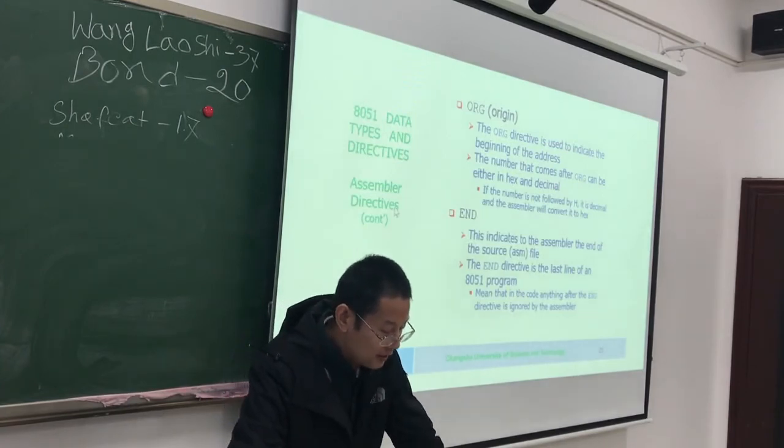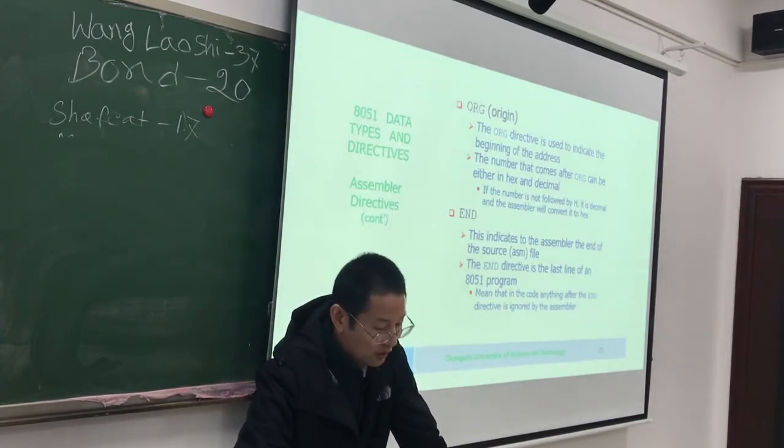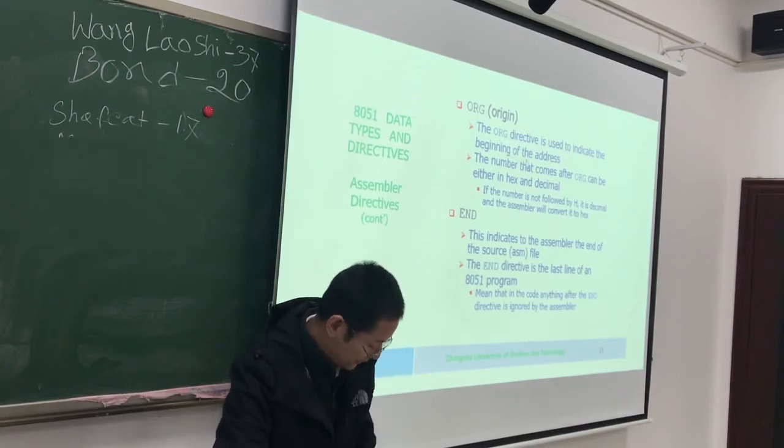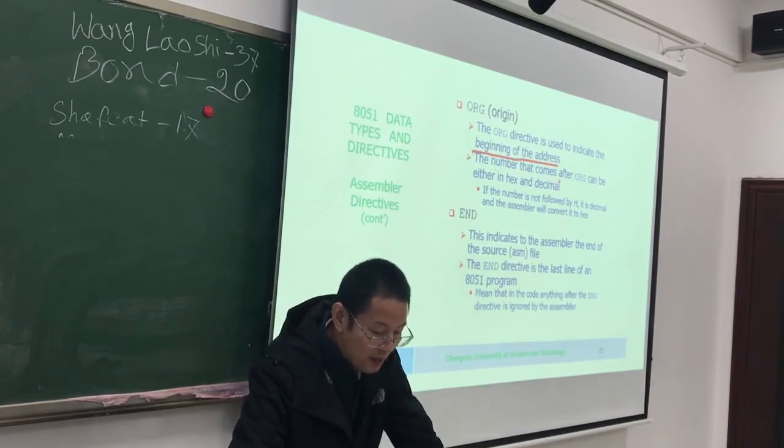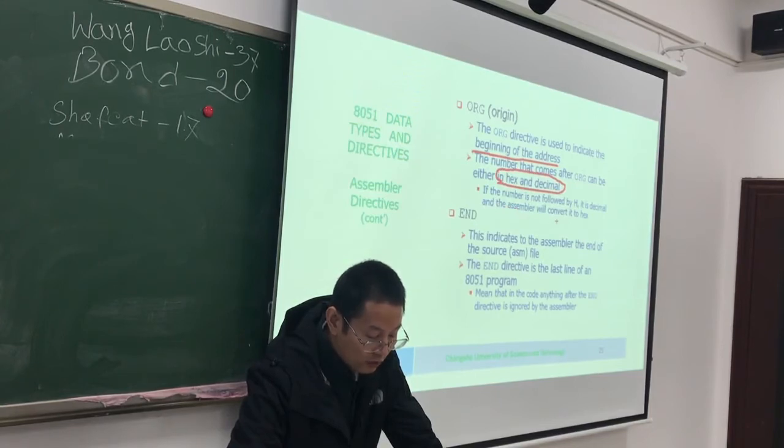ORG assembler directive. The ORG directive is used to indicate the beginning of the address. The number that comes after ORG can be either in hex or decimal. If the number is not followed by H, it is decimal, and the assembler will convert it to hex.